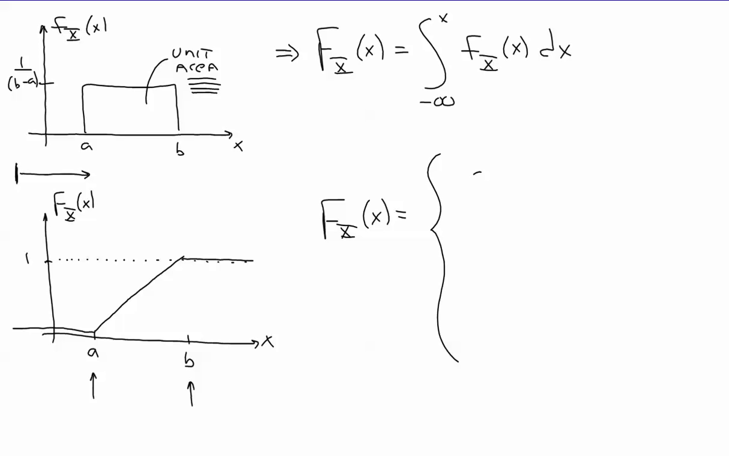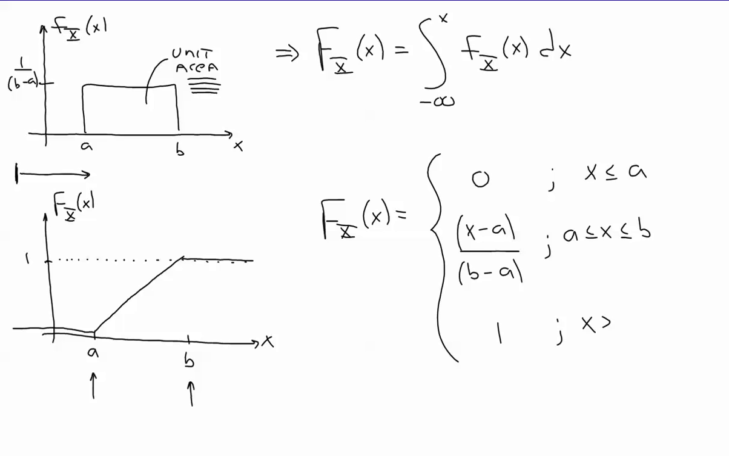It's clearly going to be 0 for x less than or equal to A. It's going to be a straight line, (x minus A) over (B minus A), in the intermediate region, A less than or equal to x less than or equal to B. And it's going to be 1 for x greater than or equal to B. Functionally, that's the way we would write down the cumulative distribution function for the uniform random variable.